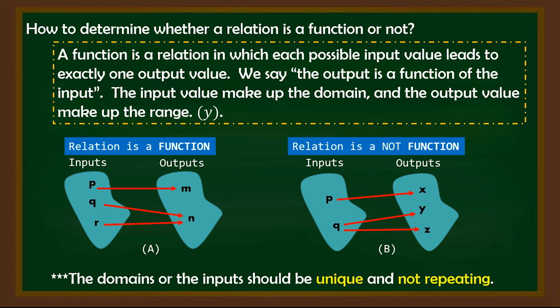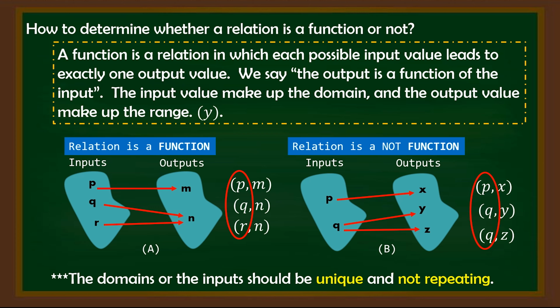Always remember, the domains or the inputs should be unique and not repeating. Let us check figure A. The ordered pairs are PM, QN, and RN. Then, look at the domain. It is unique and not repeating. On the other hand, in figure B, the ordered pairs are PX, QY, and QZ. Then, look at the domain. Obviously, Q is being repeated.